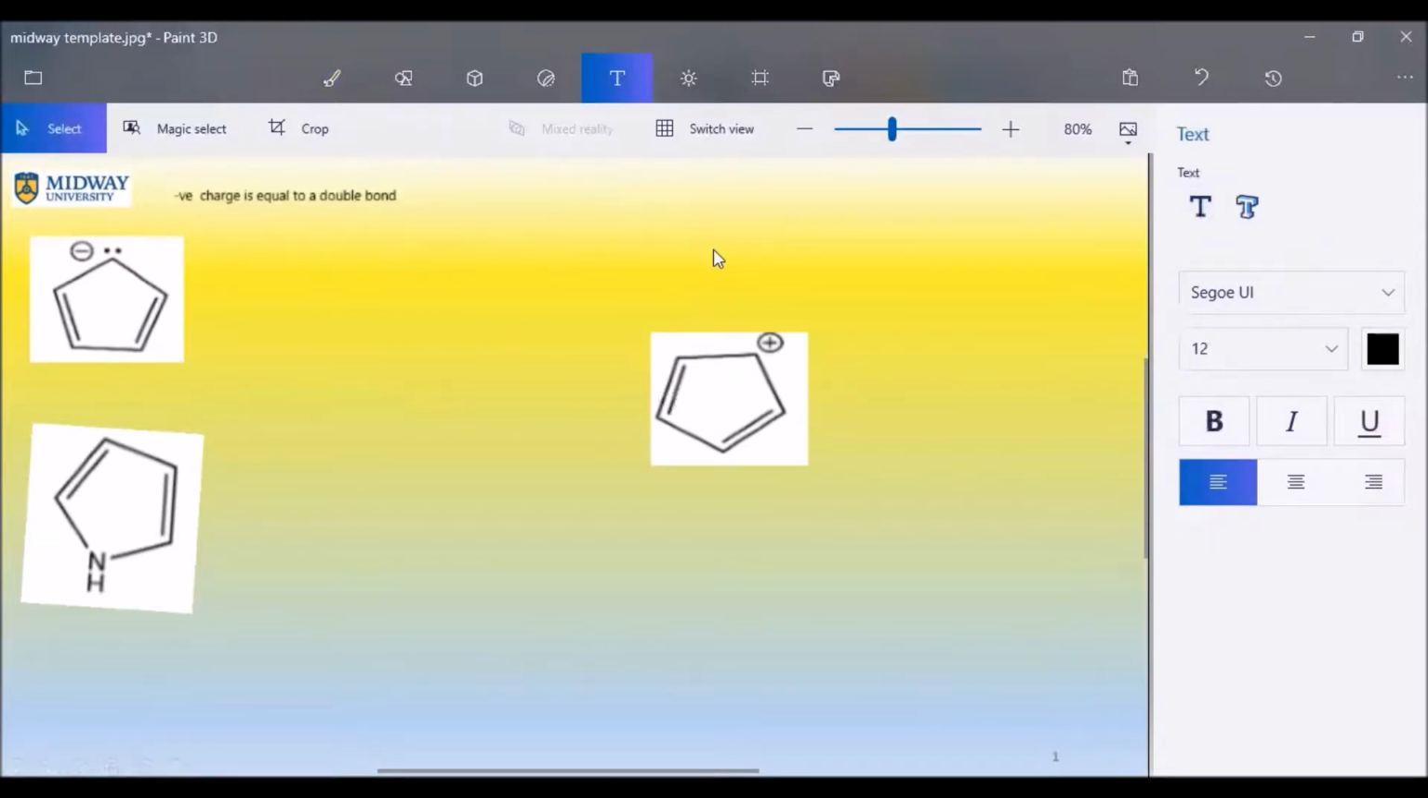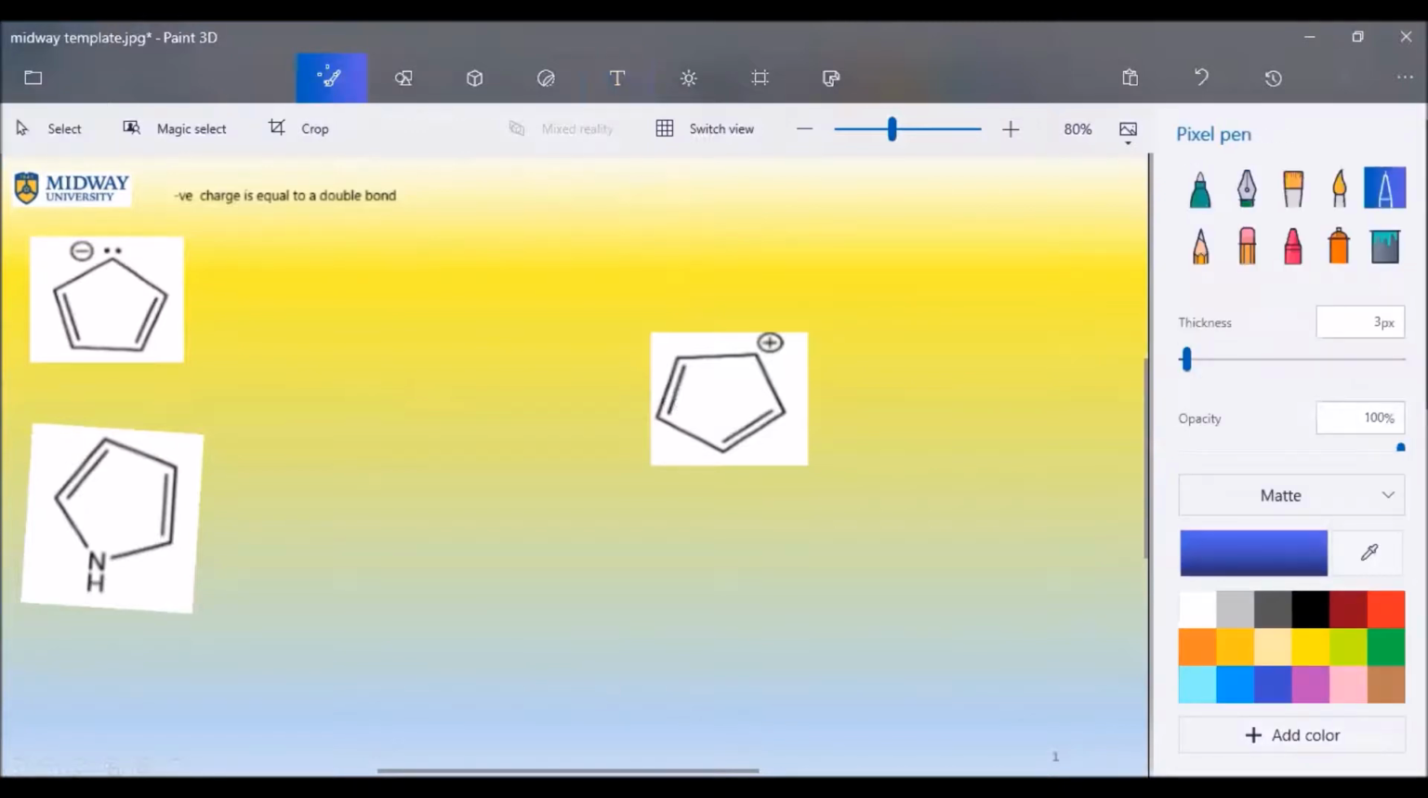All right, a negative charge is equal to a double bond. Now, what does that mean in the case of Huckel's rule? We already have 2 pi bonds, and then the negative charge is equal to another double bond. So that means now we have 6 electrons total, right? So that means it satisfies Huckel's rule.